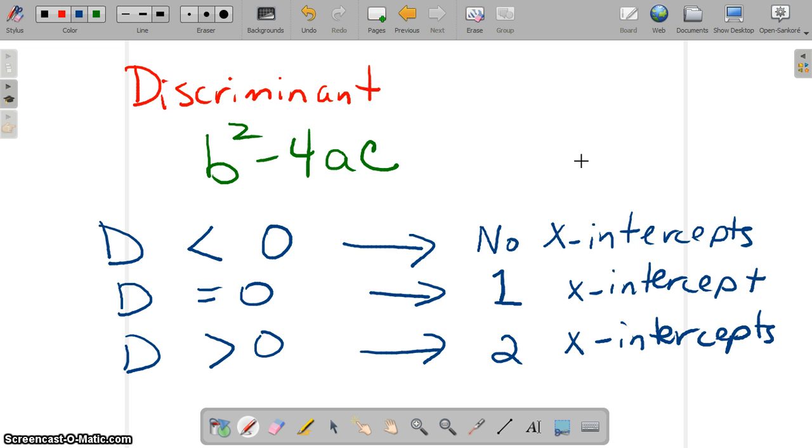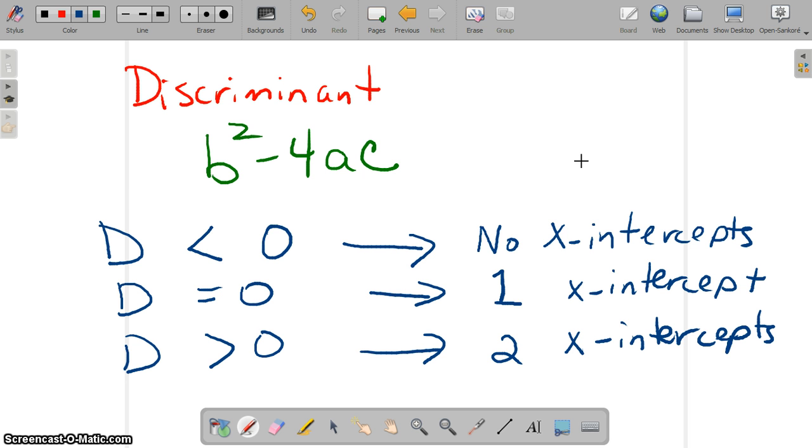If D equals 0, that's when your parabola is sitting right on the x-axis. It's only touching the x-axis in one spot. It has one x-intercept. Your discriminant will be 0 in that case. If your discriminant is greater than 0, then you will have two x-intercepts. It will have two zeros. It will cross the x-axis in two spots. And that's really all there is to it.